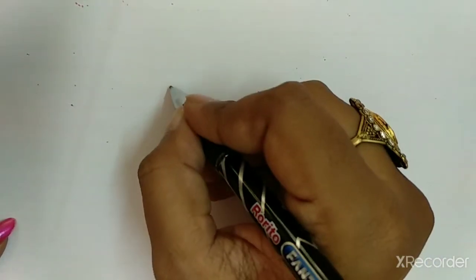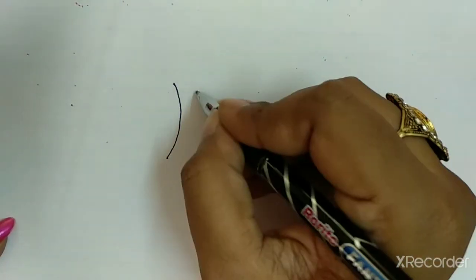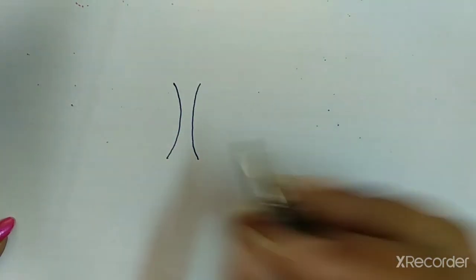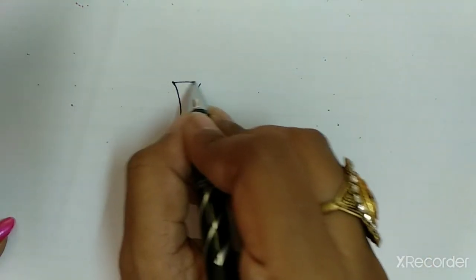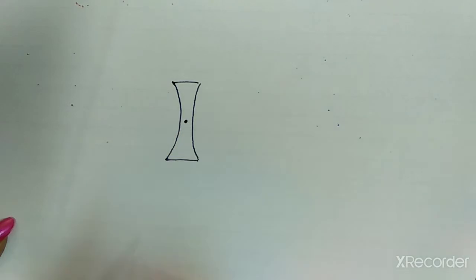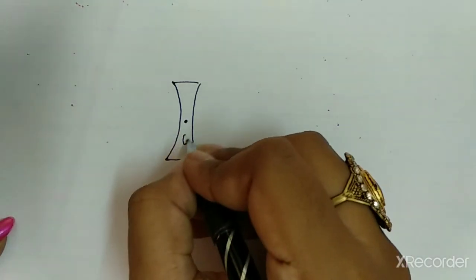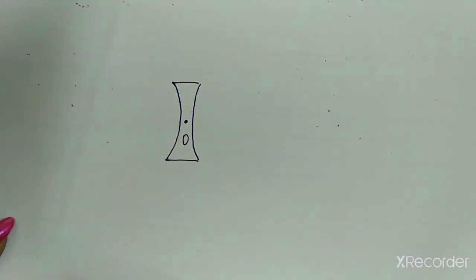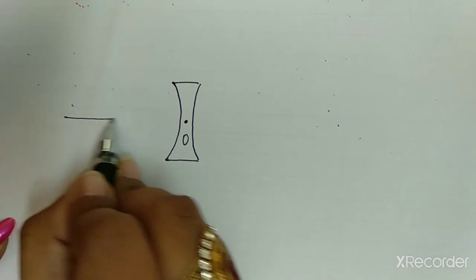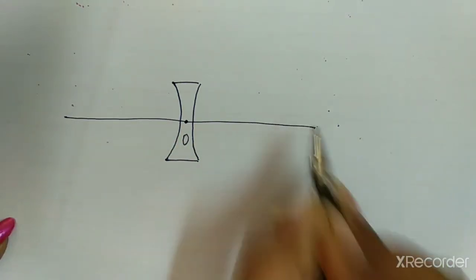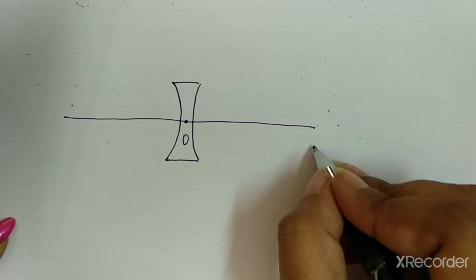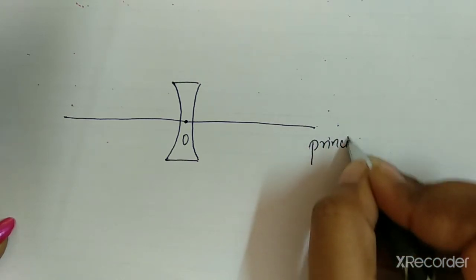Now we'll see the terminologies related to concave lens. First we'll draw a concave lens. It will be thin at the center and thick towards the edges. The center of the concave lens is also known as optical center, and a horizontal line passing through the optical center is known as principal axis.